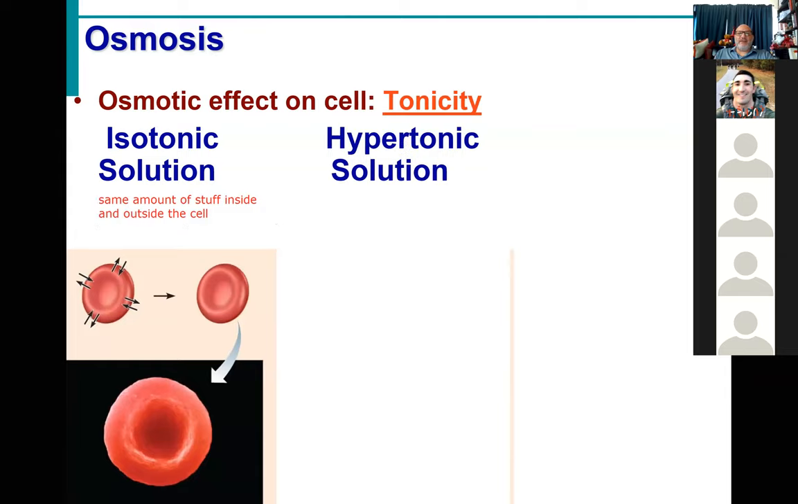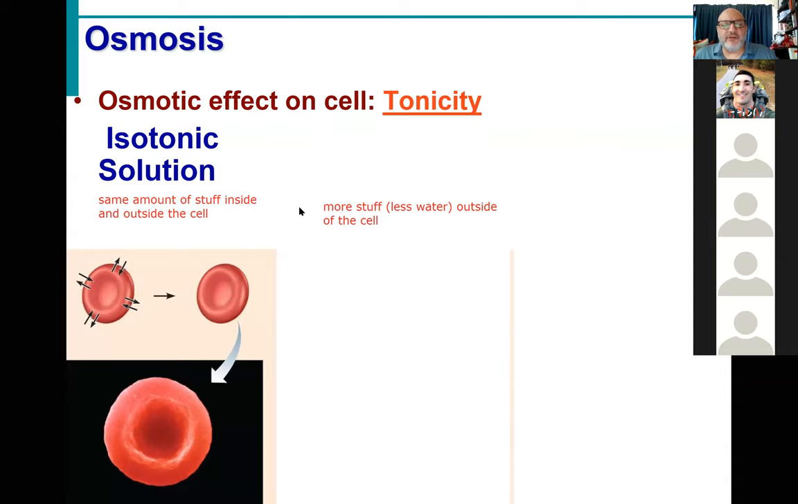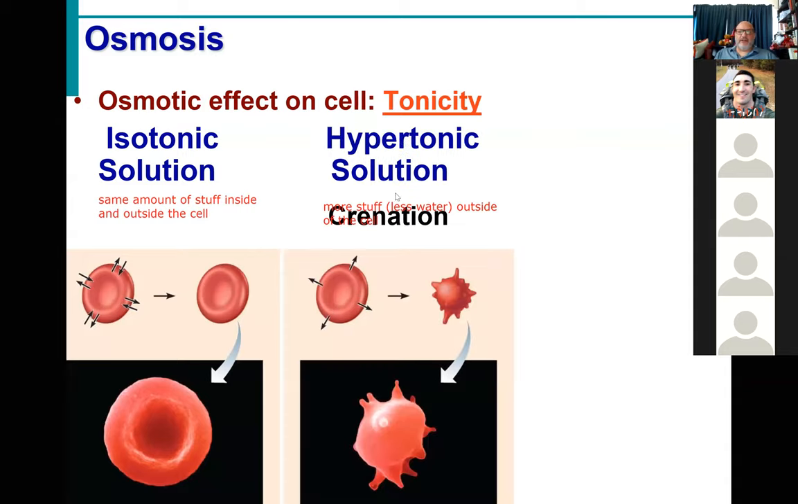If instead a cell is in a hypertonic solution, this means that there is more stuff, or conversely less water, outside of the cell. And as we talked about, if that occurs, then water is going to be drawn out of the cell, and we can get crenation of the cell, where the cell collapses.